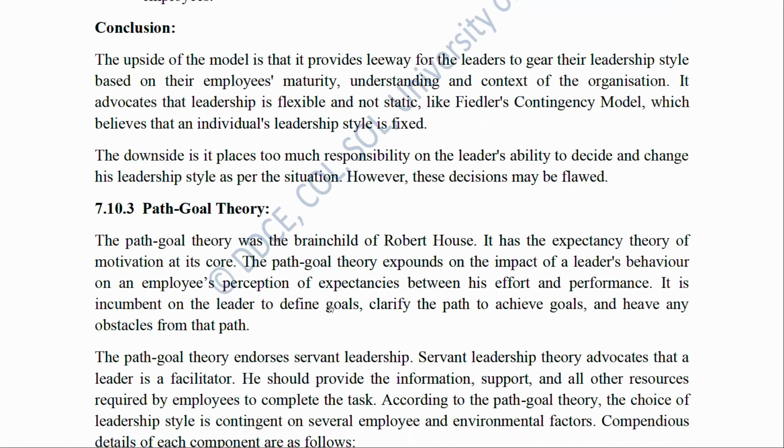Conclusion. The upside of the model is that it provides leeway for the leaders to gear their leadership style based on their employees' maturity, understanding, and context of the organization. It advocates that leadership is flexible and not static, like Fiedler's contingency model, which believes that an individual's leadership style is fixed. The downside is it places too much responsibility on the leader's ability to decide and change his leadership style as per the situation.